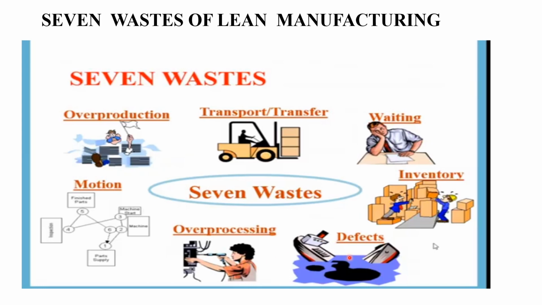And finally defects. Defects means a damaged product that does not satisfy the customer requirements. And inventory. We should not produce more quantity than whatever the customer orders, so you should maintain minimum inventory or try to avoid inventory. These are all the 7 wastes of lean manufacturing.